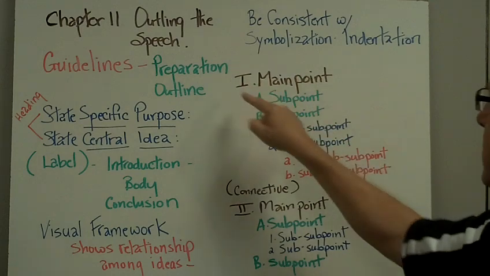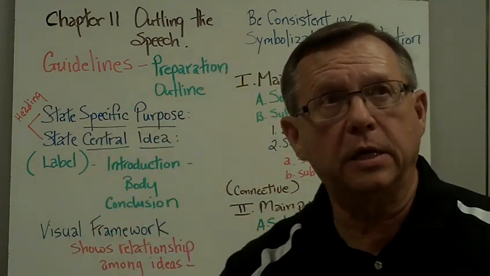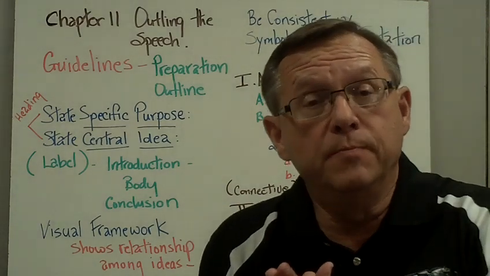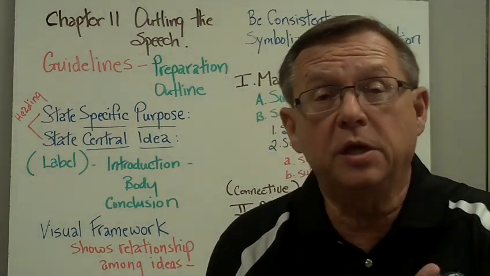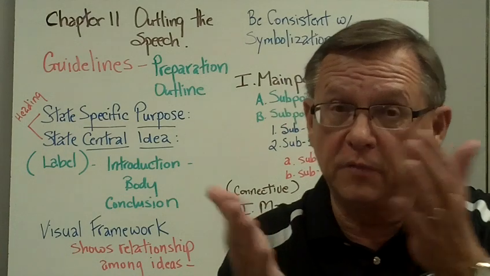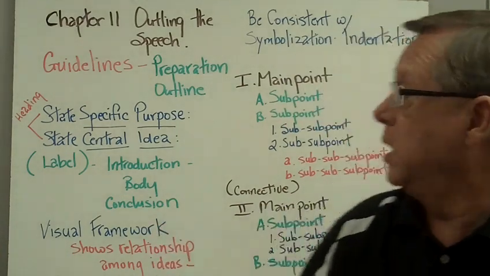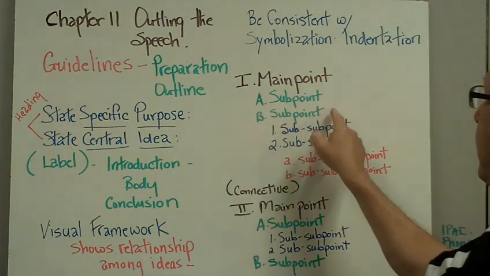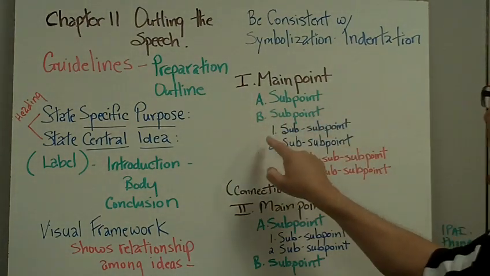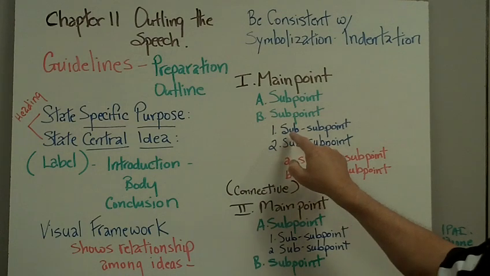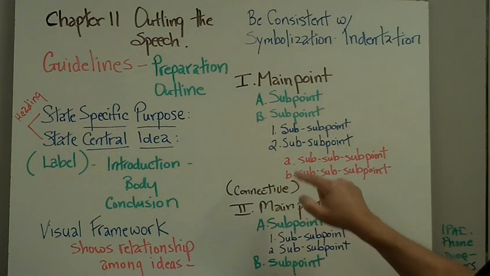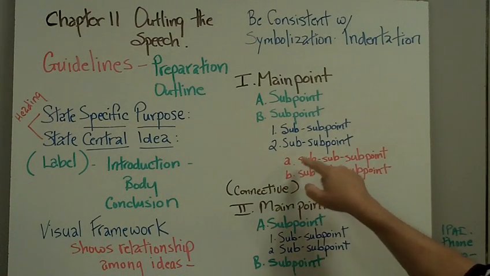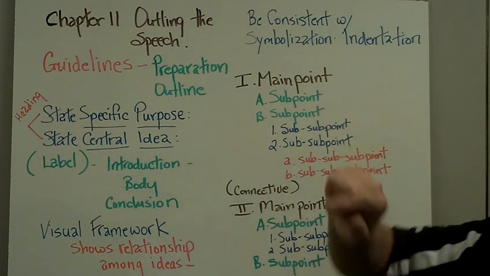Please remember, a main point is a divisible idea. Therefore, an A must have a B. Now, you don't have to have a C, but the least amount you can divide anything into is two parts. So when you're dividing a main point, an A must have a B. If you're going to divide a subpoint, a 1 must have a 2, and these are your subpoints. Now, you can have subpoints, and they would support the subpoint.